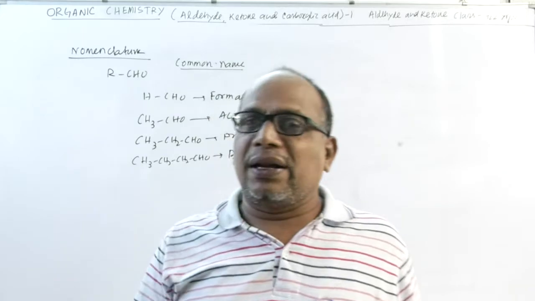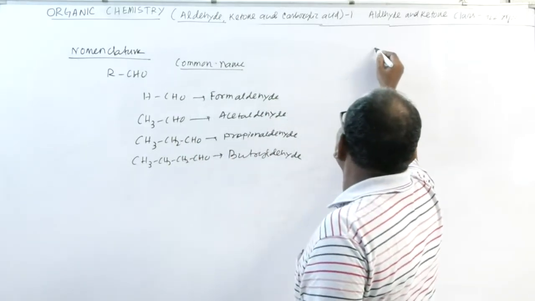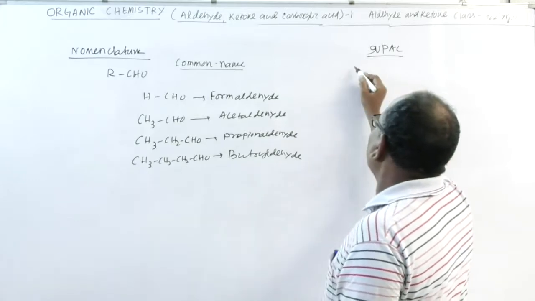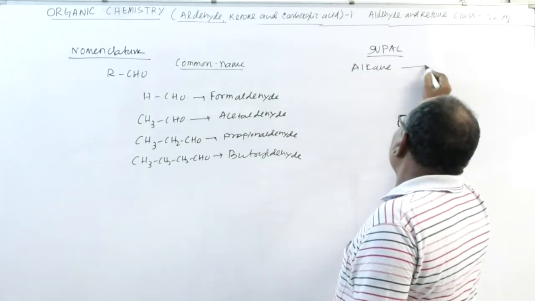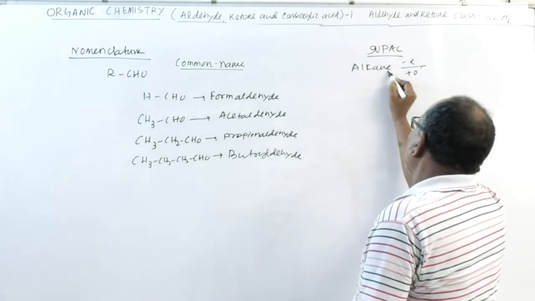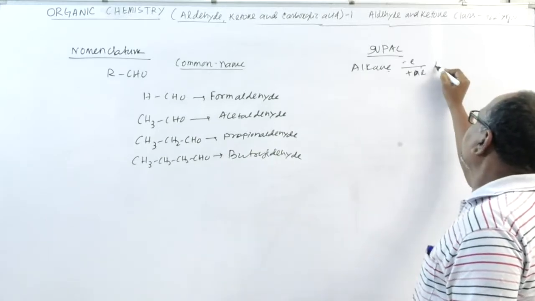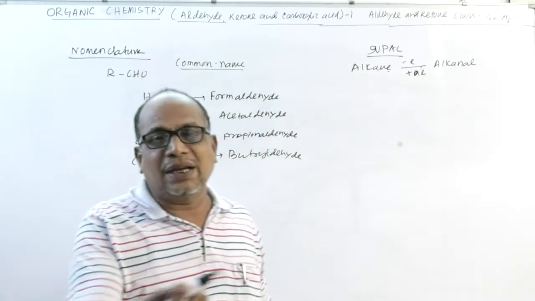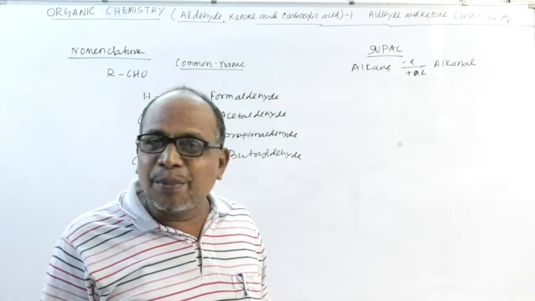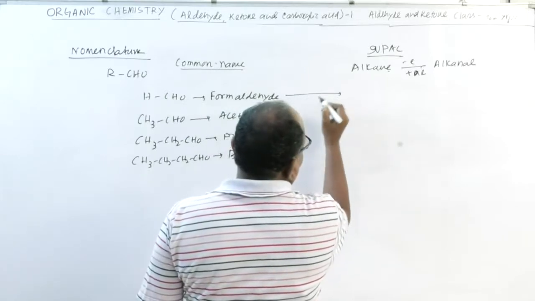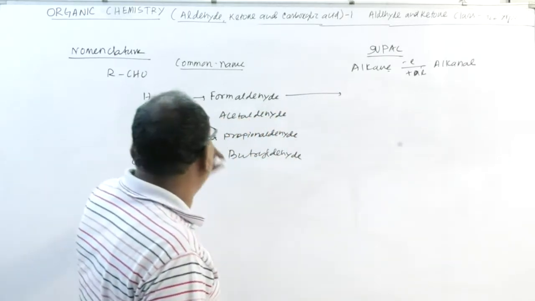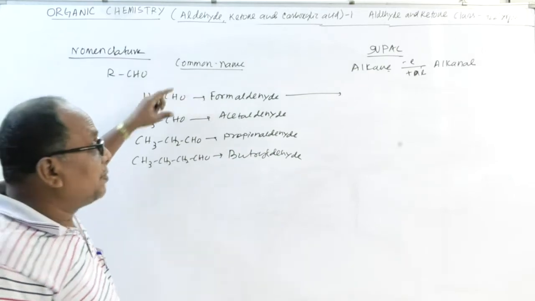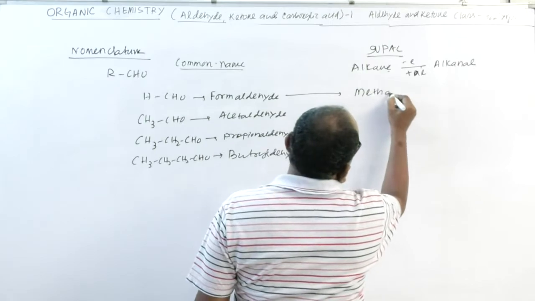And what about the IUPAC name? In the IUPAC system, for the name of an aldehyde, the alkane parent chain's suffix E is replaced by Al. This becomes alkanal. Methane, methanal. Ethane, ethanal. Propane, propanal. So if you ask the name of the common name formaldehyde, the IUPAC name is methanal. Formaldehyde contains one carbon atom, the parent chain contains one carbon atom, methane. That becomes methanal.